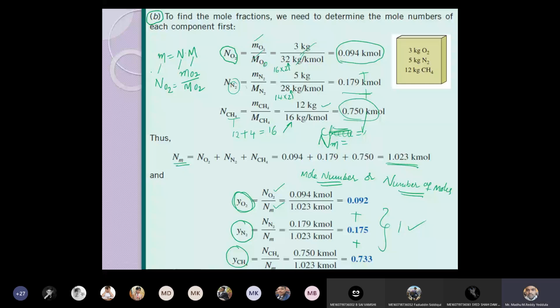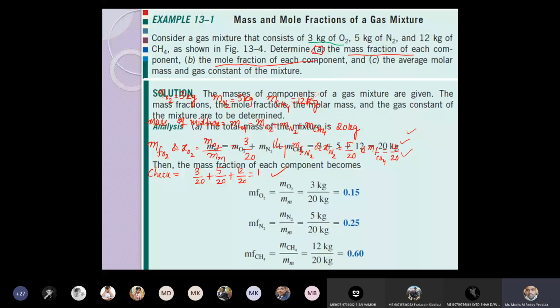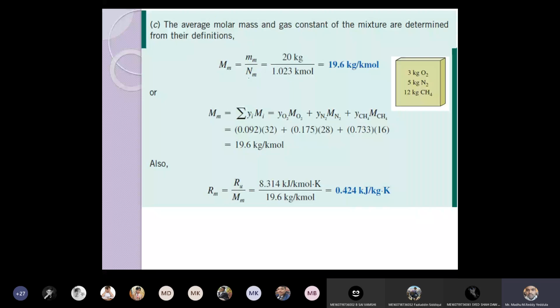And what is the third bit we have? The third bit is the average molar mass. As we just now saw, M is equal to the mass of the mixture by the number of moles of the mixture. We have the mass of the mixture and the number of moles of the mixture, so from that we can calculate the average molar mass of the mixture, that is 19.6 kg per kilomole.